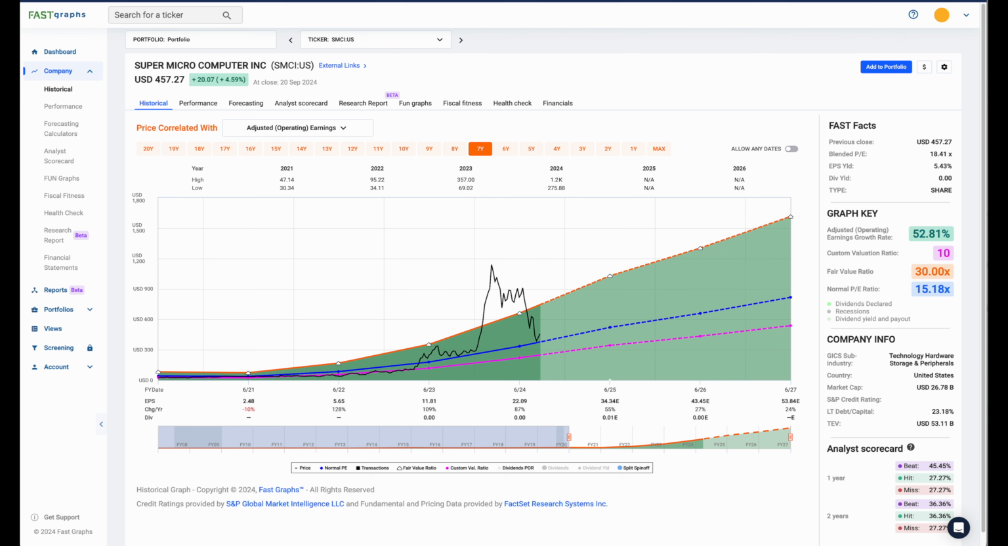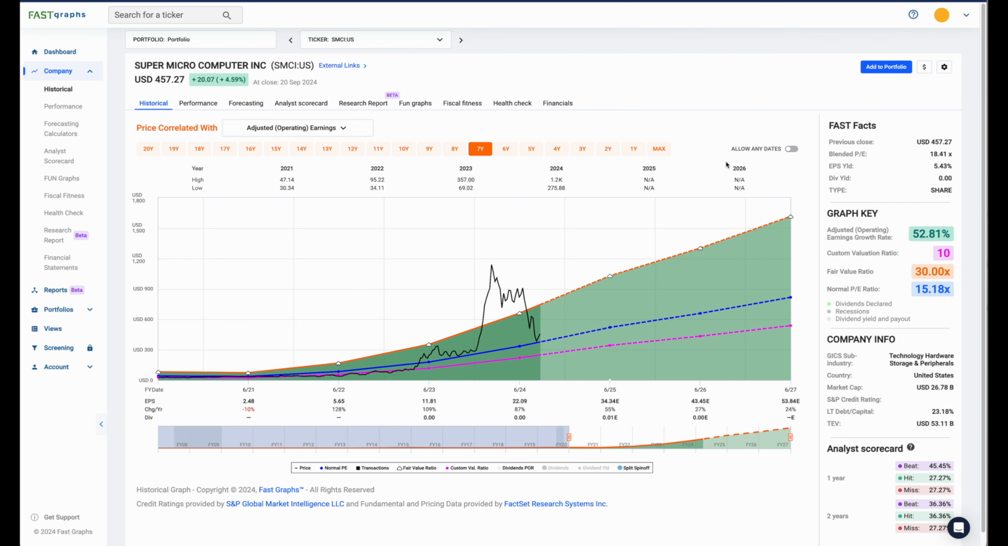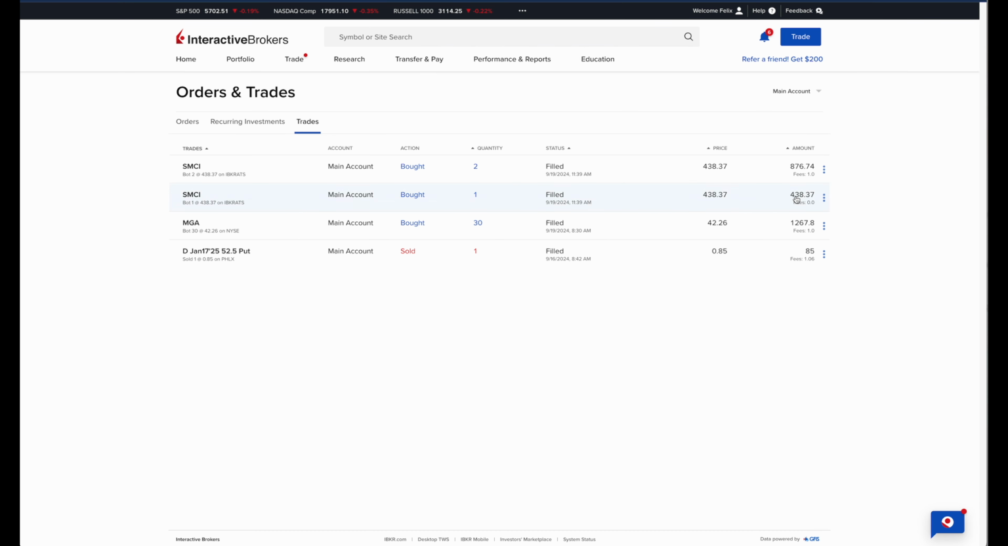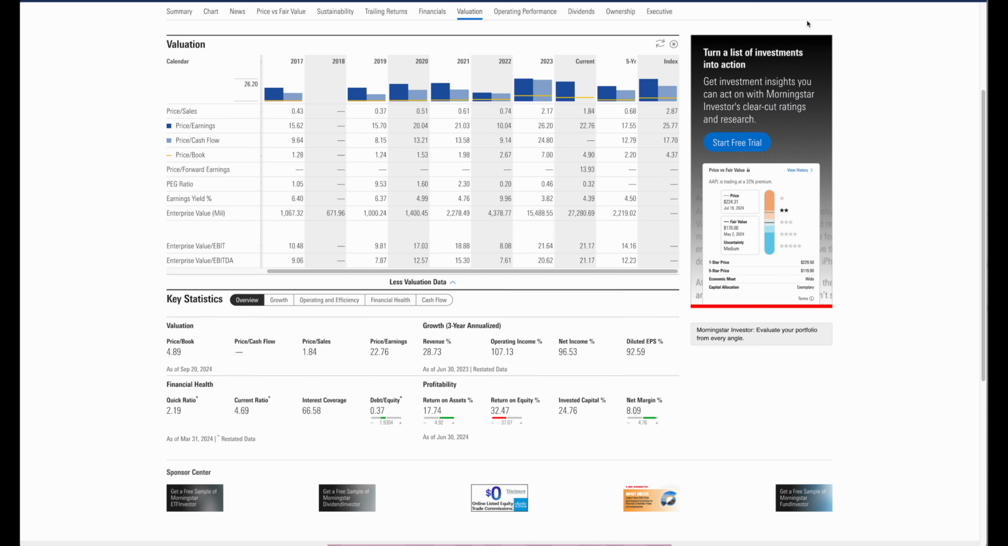I bought, as you saw here, $438. But it was only $1,300 worth of shares. So only 3 shares. But if it goes to around $400 or $350, I'm going to buy a lot more. But so let's look at some other things here.